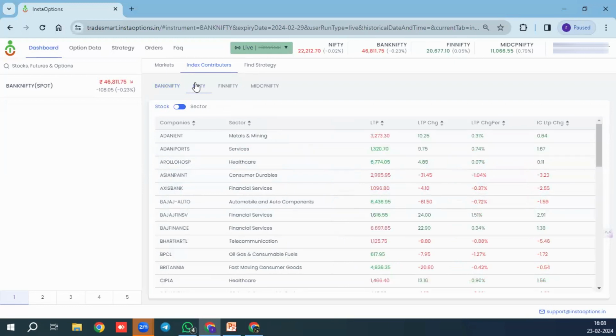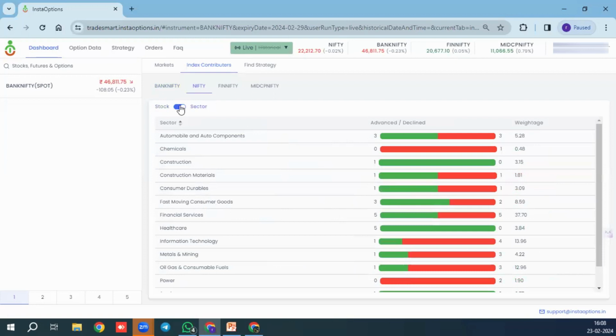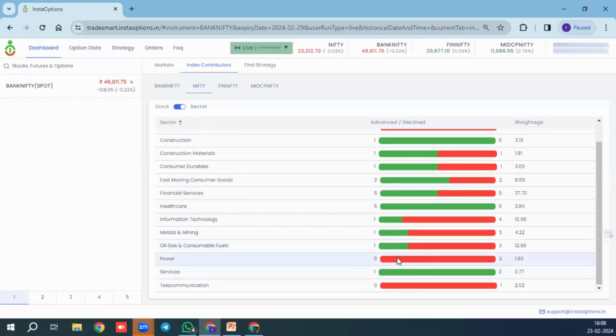So same like निफ्टी में भी यही है, लेकिन इधर आपका सेक्टर भी है. लाइक बैंक निफ्टी हैज ओनली वन सेक्टर, बट निफ्टी में लाइक देयर आर मोर देन 10 सेक्टर्स. इधर भी आप देख सकते हैं लाइक कौन सा सेक्टर स्ट्रांग है अभी आज का दिन में इंट्राडे में, और कौन सा सेक्टर वीक है.